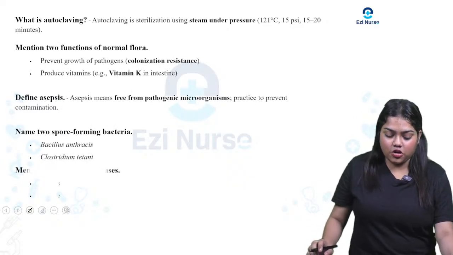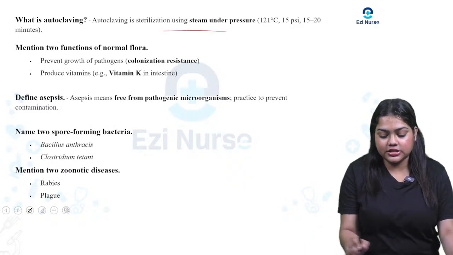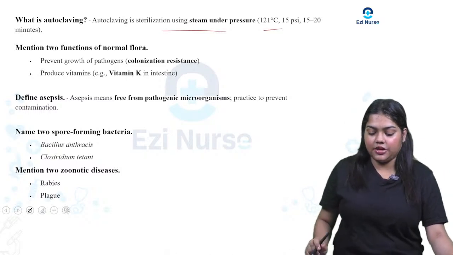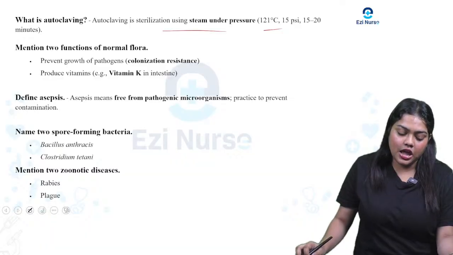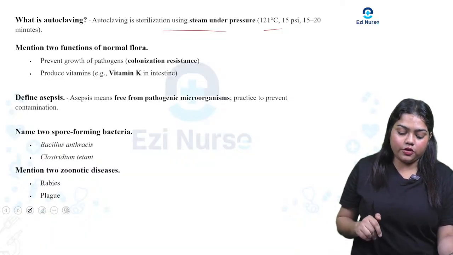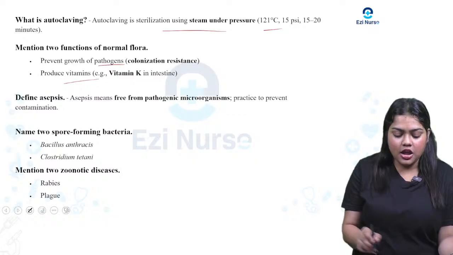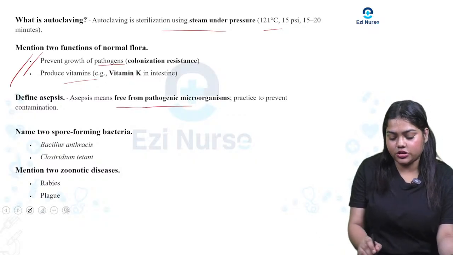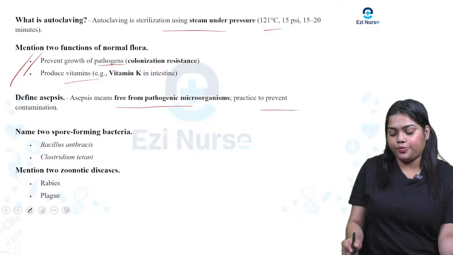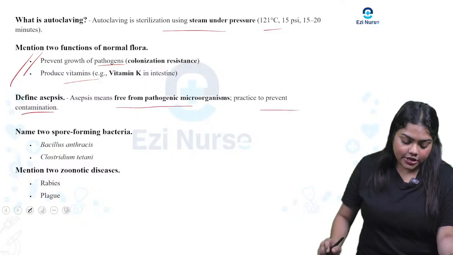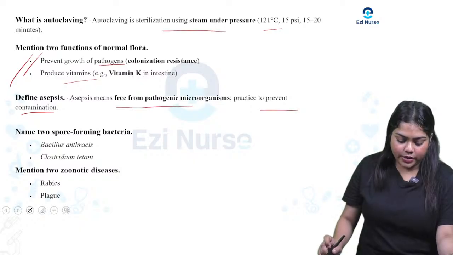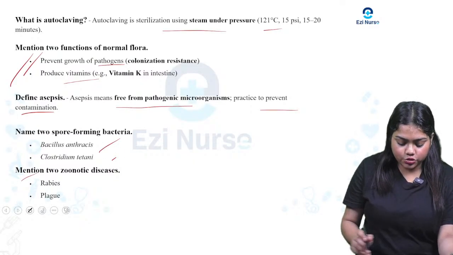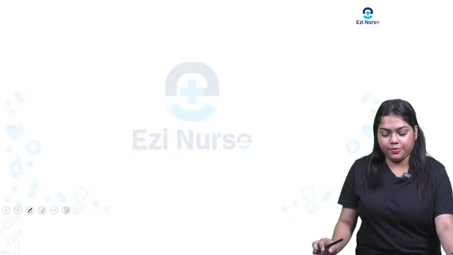Next question is, what is autoclaving? Autoclaving is sterilization using steam under pressure, which is 121 degrees C, 15 psi, for 15 to 20 minutes. Two functions of normal flora are to prevent growth of pathogens and to produce vitamins. This is also very important. Define asepsis. It is the practice of keeping free from pathogenic microorganisms to prevent contamination. Two spore-forming bacteria: Bacillus anthracis and Clostridium tetani. Two zoonotic diseases: rabies and plague.